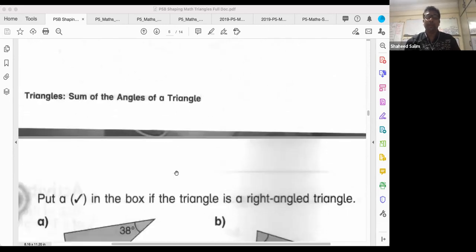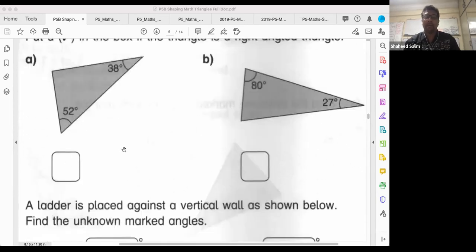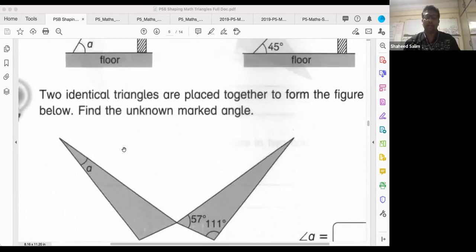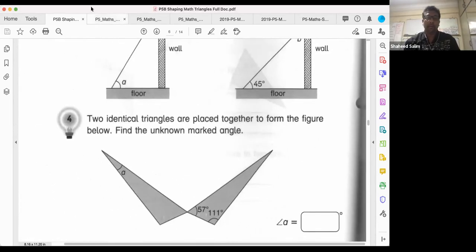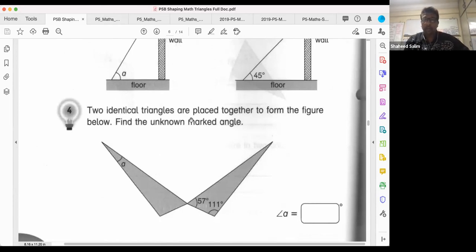Okay, here we go. Now, very simple. We are not going to do this. Is this a right angle or not? Not yet. Hold on. What did he say? Find the unknown angle A. Unknown angle A. Now this word, you know what this means?